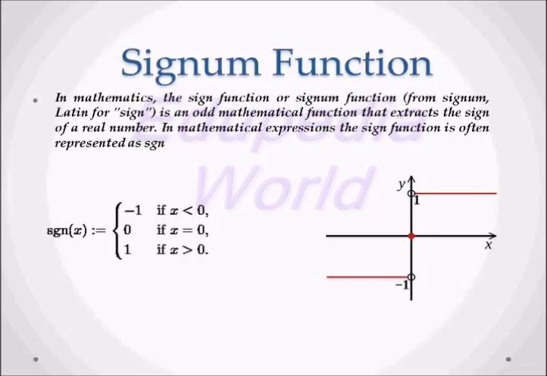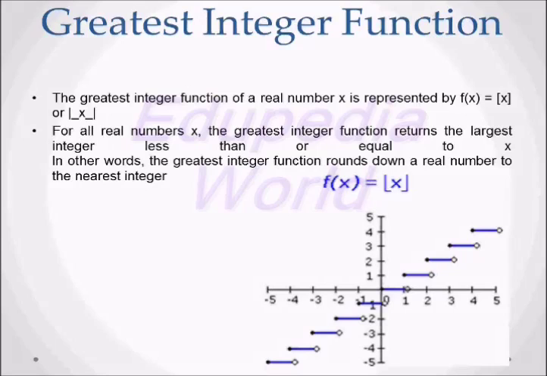Signum function. In mathematics, the sign function or signum function is an odd mathematical function that extracts the sign of a real number. In mathematical expressions, the sign function is often represented as SGN. SGN of x or signum of x equals -1 if x is less than 0, 0 if x equal to 0, and 1 if x is greater than 0.